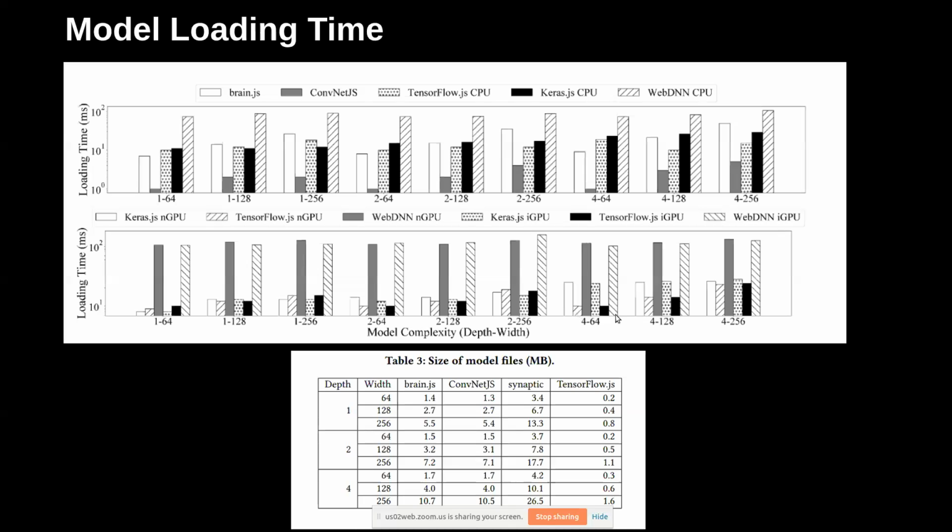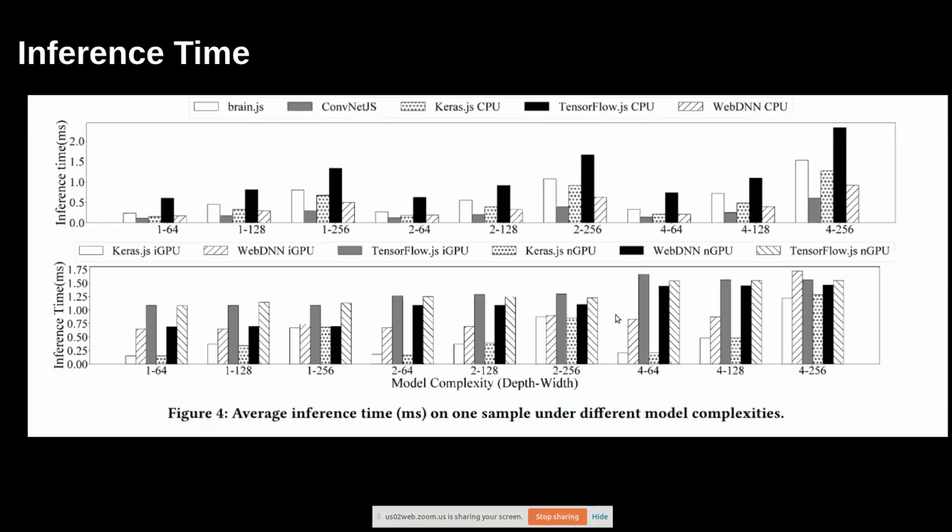Actually, when we come to the inference time, how long it takes to make the inference here, we also have some interesting results. If we talk about small size models, we can see that ConvNet here is the best one. And for the Web DNN here, we found that the Web DNN GPU is slower than the Web DNN CPU in this case.